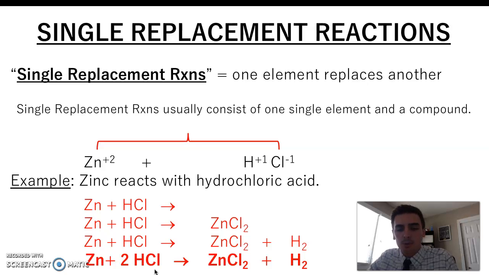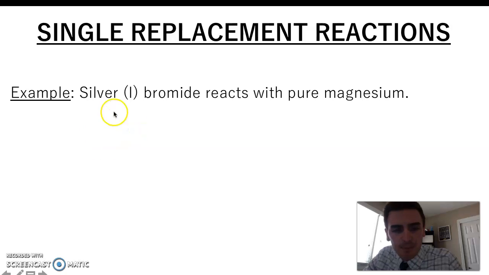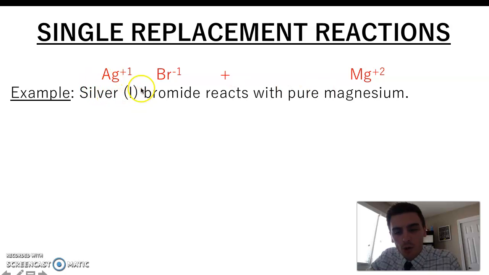Let's do one more example, but pay attention to how we do it. Another good example here. Silver 1 bromide reacts with pure magnesium. So if I go get started here, silver, Roman numeral is the charge, so Ag +1. Bromide's -1, so there's my first compound, and magnesium is my single element.